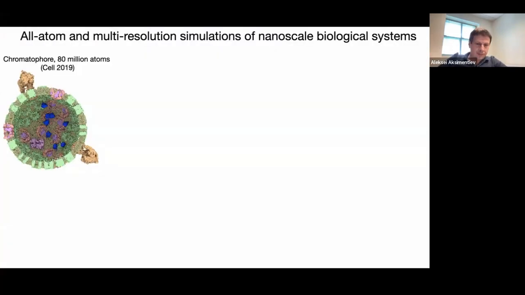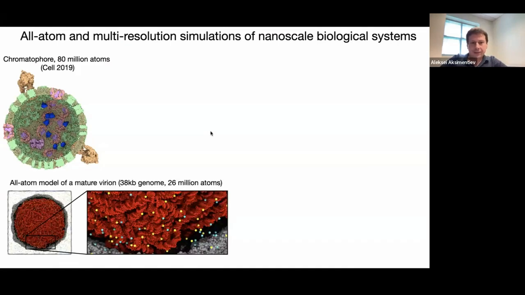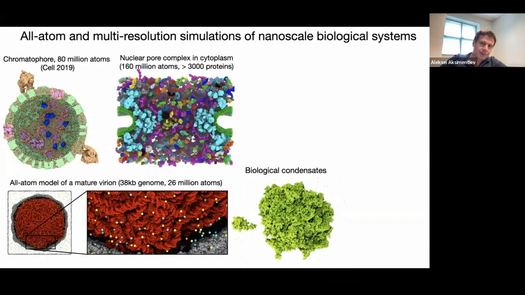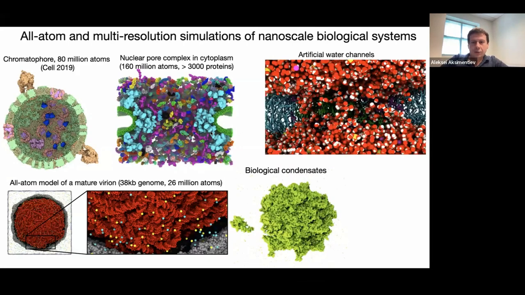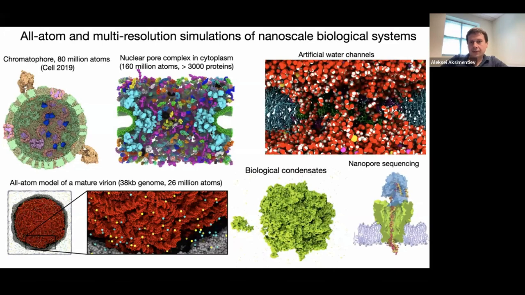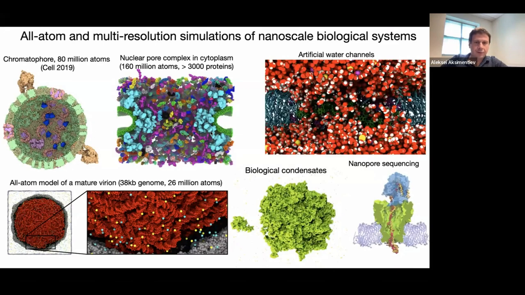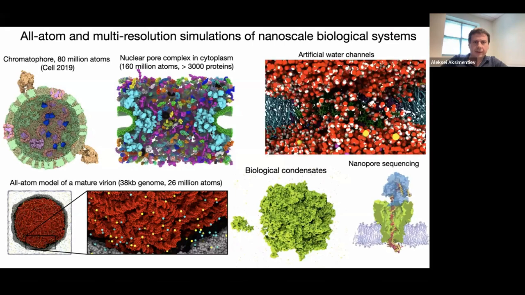So let me first give you an intro to what my lab does. We are specializing in high-end simulations of various biomolecular and nanotechnological systems like biological organelles. You'll hear about it from Abby in a week or so. We're looking at viruses, particularly the structure of the genomes, nuclear pore complexes, artificial water channels, biological condensates, and of course, nanopores for DNA and protein sequencing. So all of that is what we do. I'm not going to talk about it.